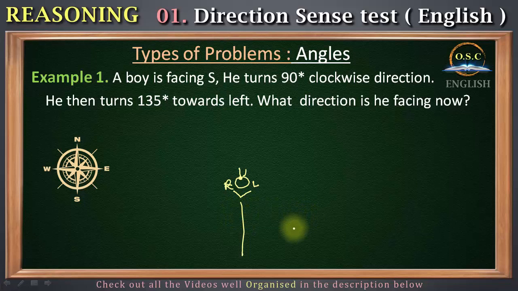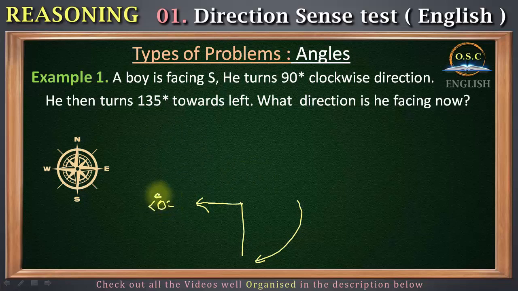So what is 90 degree clockwise direction? Clock always moves this side. So now he turns, okay, so his new direction is this side. He turns 90 degrees towards clockwise direction. Then what they say is he turns 135 degrees towards left. So what they are telling us is that he turns 135 degrees towards his left. So now he's facing this side.